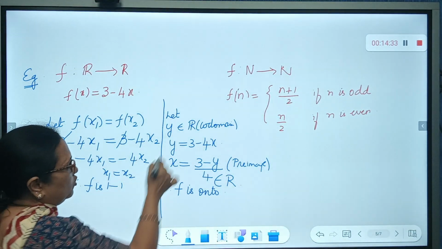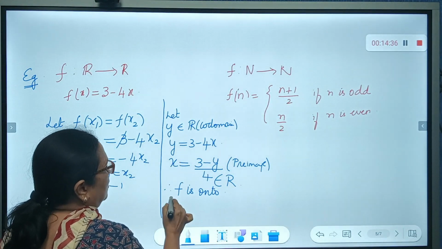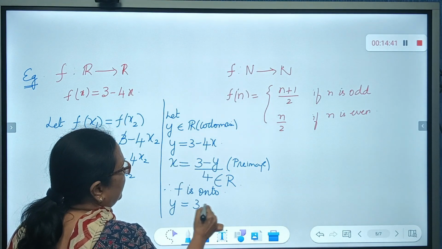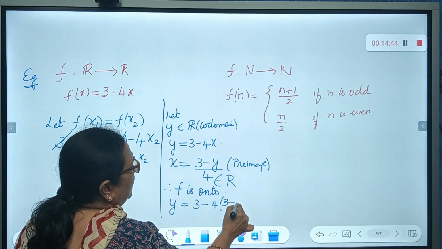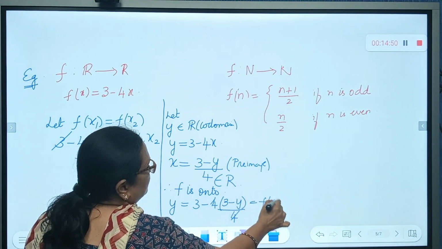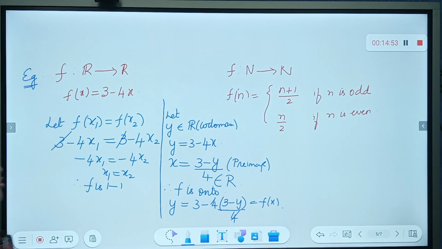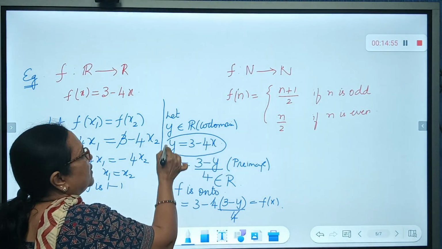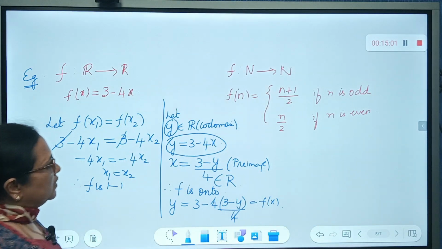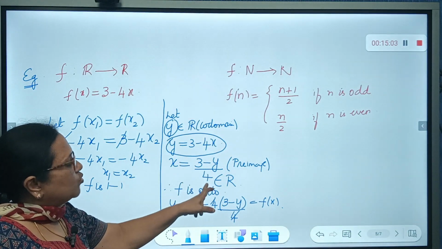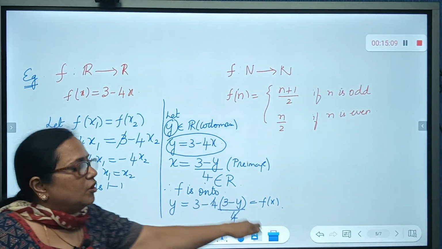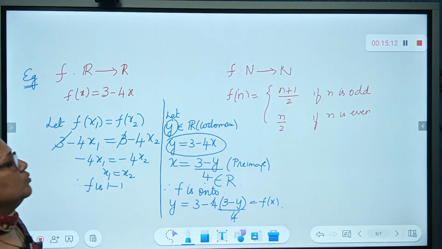If you want to verify also, you can substitute here. y will be equal to 3 minus 4 into 3 minus y by 4, which is equal to f of x. So, given a y, 3 minus 4x will be the preimage, from which you get x equal to 3 minus y by 4, which is the preimage. Given a y, you can find an x such that y equal to f of x. Therefore, f is onto.